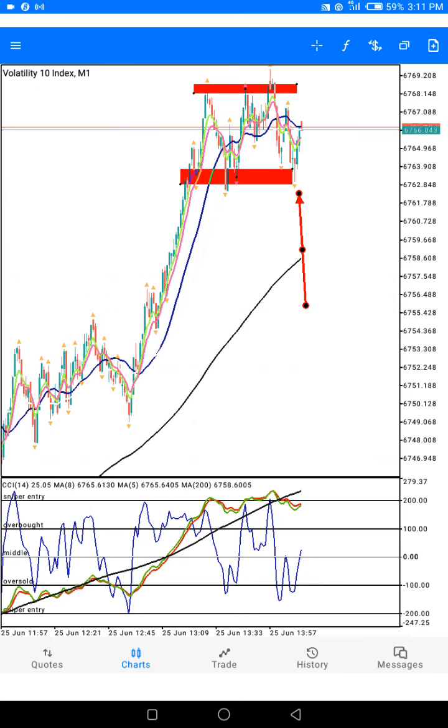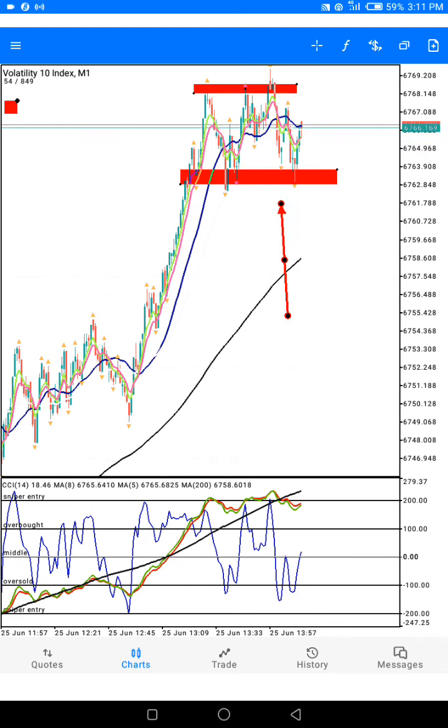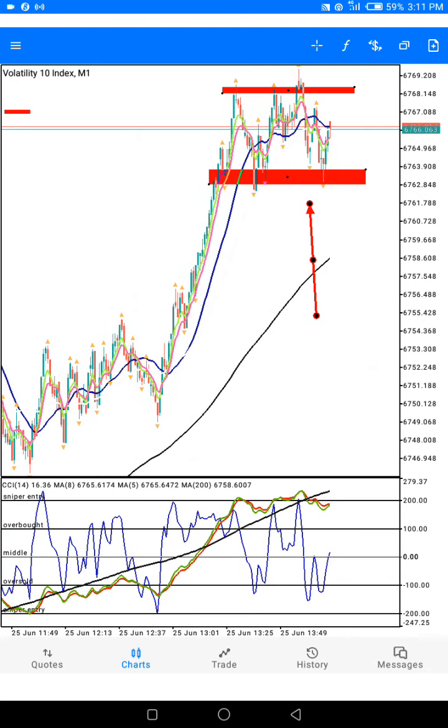It's still retesting the zone, so we have to make it pronounced. Let's see where this one will take us. Okay, it is still retesting the zone.